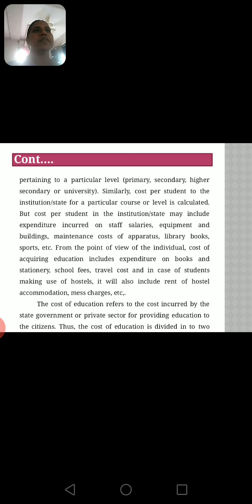From the point of view of the individual, cost of acquiring education includes expenditure on books and stationery, school fees, travel cost, and in case of students making use of hostels, it will also include rent of hostel accommodation, mess charges, etc.